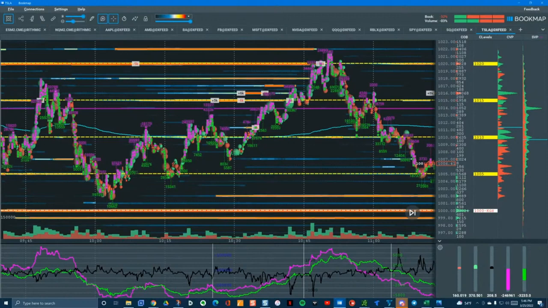And David, I find the clutter is a lot less in stocks than it is in ES. The stock charts are a lot cleaner. There's less going on, less noise in the heat map. The liquidity is much more clear.